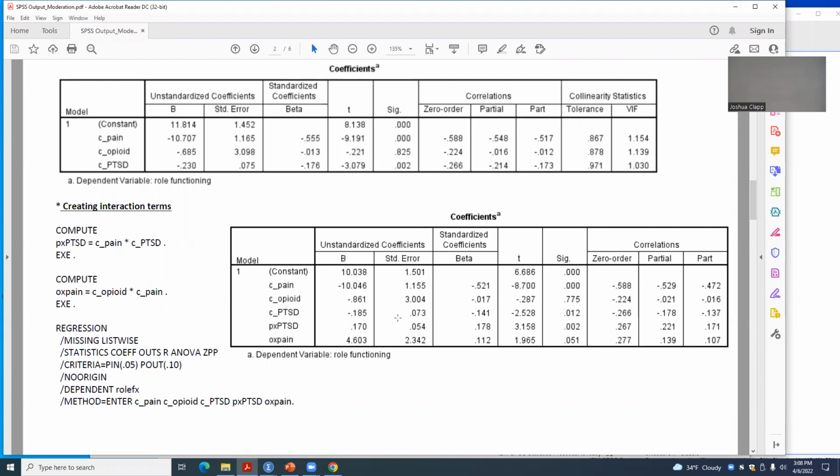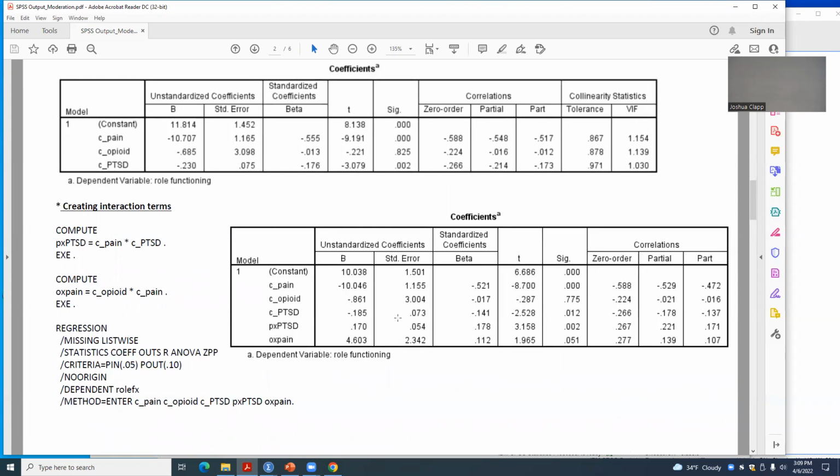Yep, it's my expected value, my model implied value, of role functioning when everything else is held constant at 0. If I wanted to elaborate on this, the expected value for role functioning, controlling for opiate use and holding pain and PTSD constant at the mean, I would expect a role functioning value of 10.038. I'm just literally plugging in what these different variables mean.